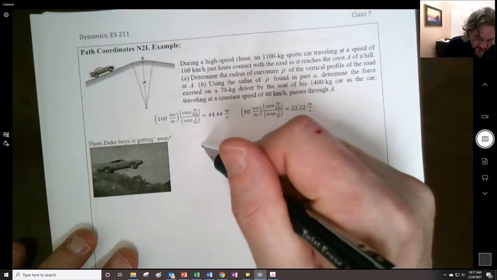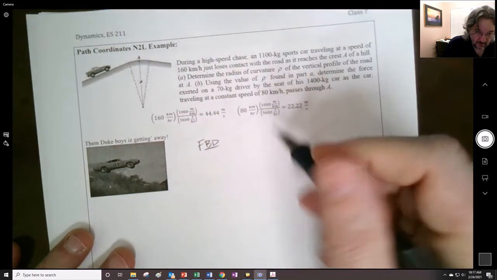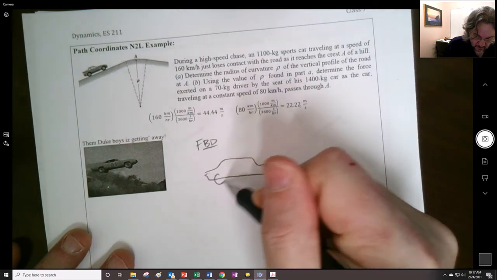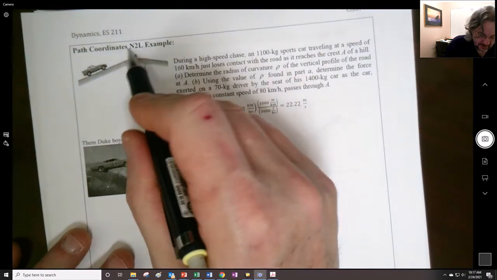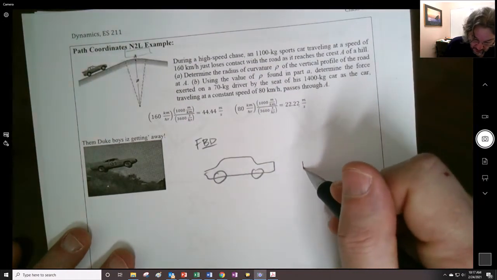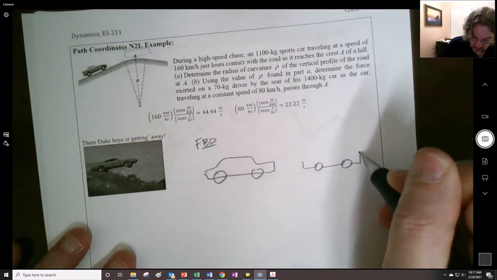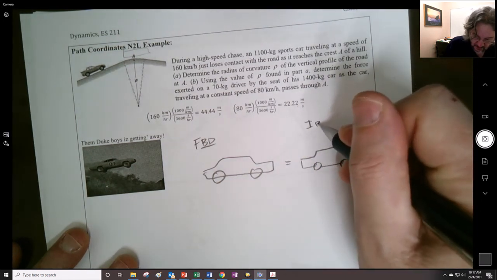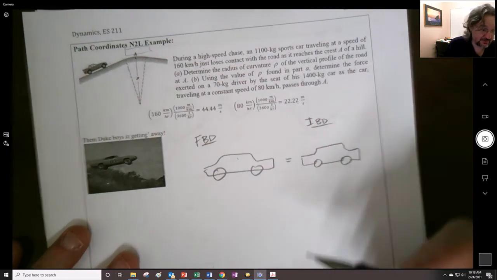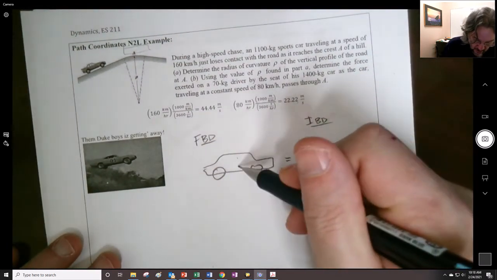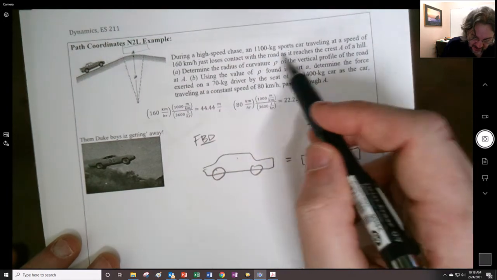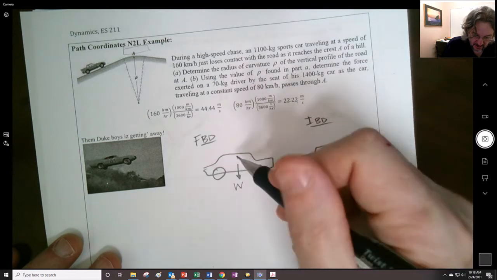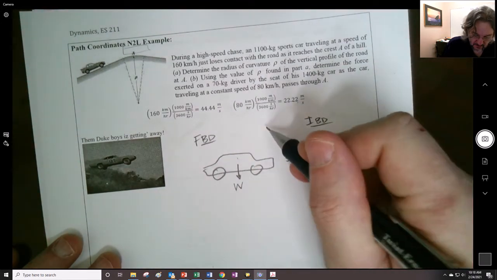All right, so always starting with the free body diagram. We're going to draw this car, and it's at the crest of the hill, so we're going to draw it right up there. It doesn't hurt to make it a lifelike drawing. FBD. Okay, so what are the forces acting on this? Well, it loses contact with the road, so the only force acting on this thing is the weight of this car.